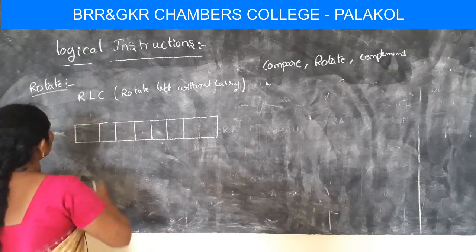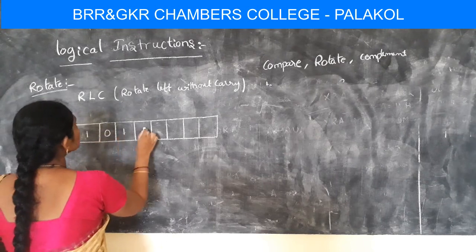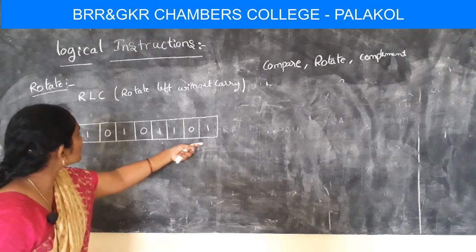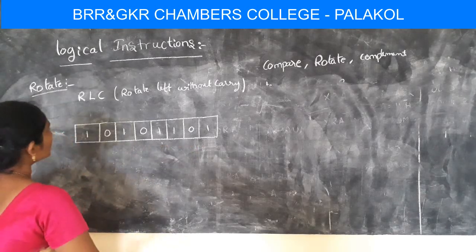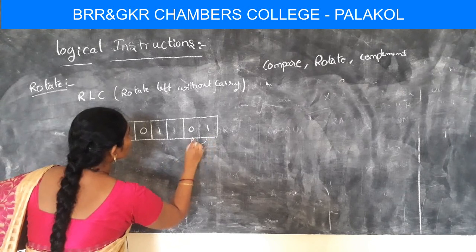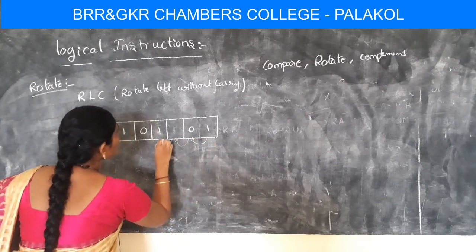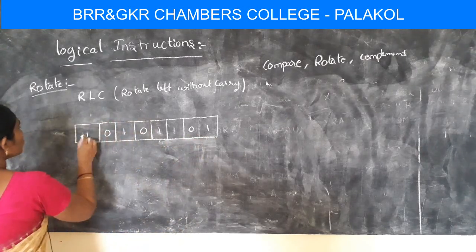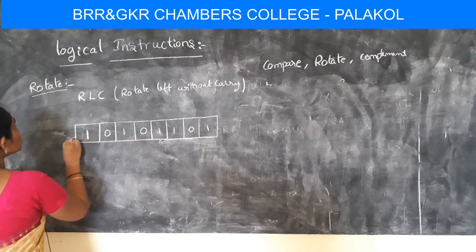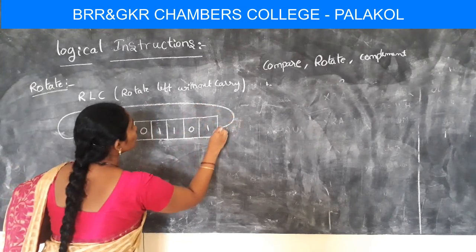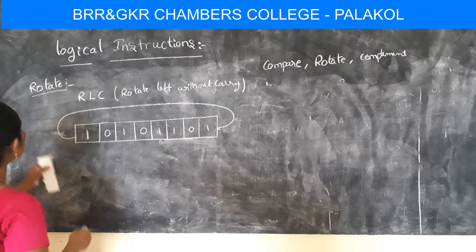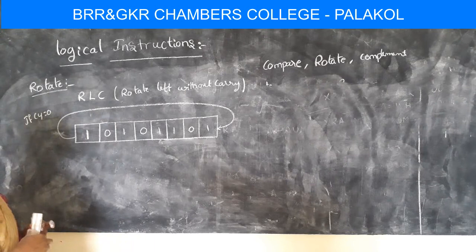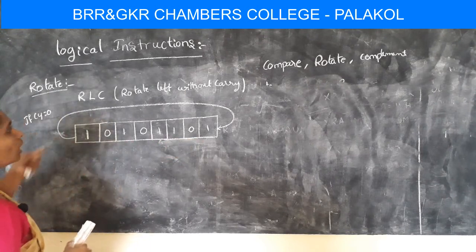The data is 1 0 1 0 1 1 0 1. The data is moved to the left side. That means this bit is moved to this side and this bit is moved to this side. Likewise, after moving the data, whatever the last bit is comes to the other end. That is the case if carry is equal to 0. This is the left rotate.